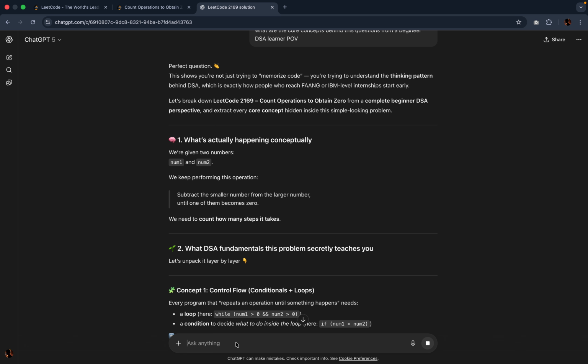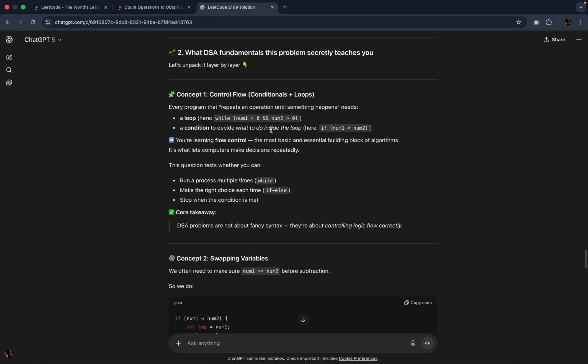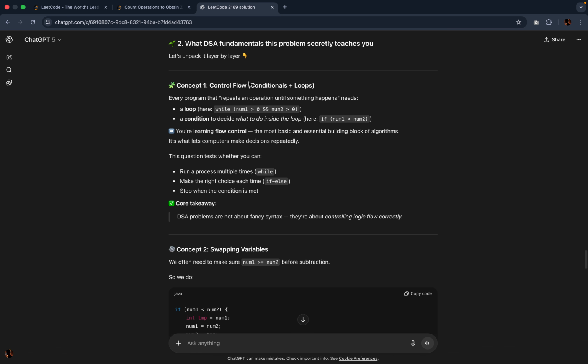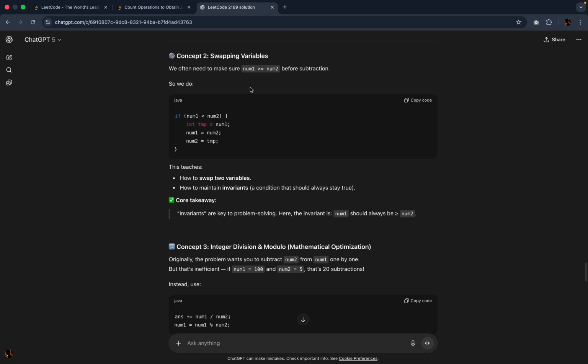So conceptually what is happening is we are given two numbers, we keep performing the same operation, subtracting the smaller number from the larger number, until one of them becomes 0. This is the simple question. The DSA fundamentals being taught in this problem are control flow. We are using a while loop and a conditional statement. We are learning flow control and how to swap variables, because questions with swapping variables are often asked for internships at some companies, especially in Java or C++, because these are fundamental languages which help you learn memory management and dynamic memory allocation. So this is how we swap variables, number 1, number 2 and all.